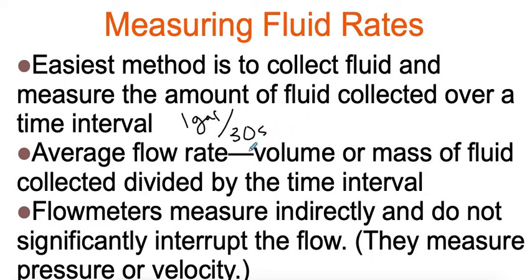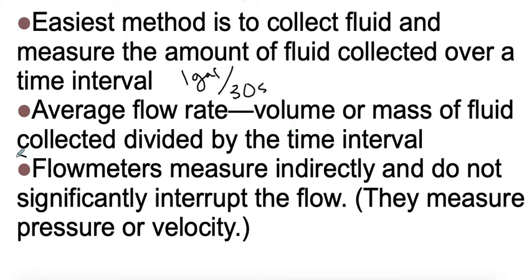If we want to find an average flow rate, that would be the volume or mass of the fluid collected divided by the time interval, which is just what we did here. Okay, so that could be average, and usually with a faucet, this is going to be going at the same rate most of the time, so it would give us the average flow rate. And another tool that we could use is a flow meter.